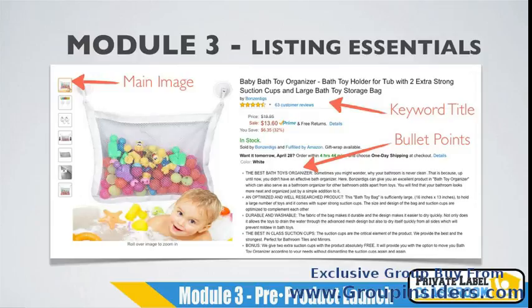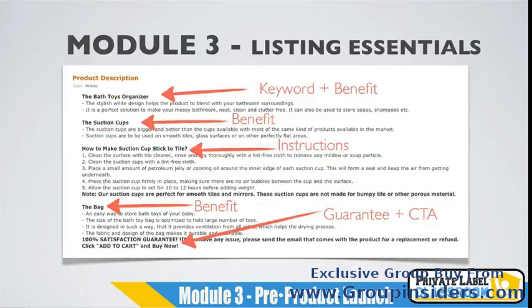So those are, again, I'm going to stress this, three of the main components here: images, keyword title, and bullet points. Those are the three, okay? Now, let's look at the fourth, which is the product description. I think this is the least important because it's further down the page, okay? And I just don't think people read too much.